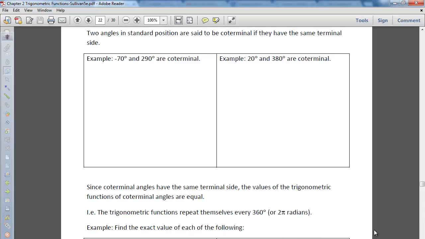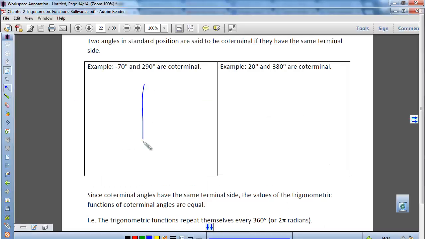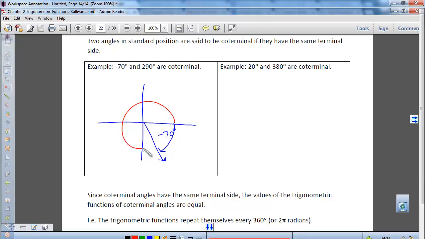All right, so in this case, -70 and 290 degrees are coterminal. -70 would be in which quadrant? 4. Okay, so I could say this is -70. But then I could also say that this is 290 degrees. It's a little bit past 270, 20 degrees past 270, same location, right? So we said they're coterminal.